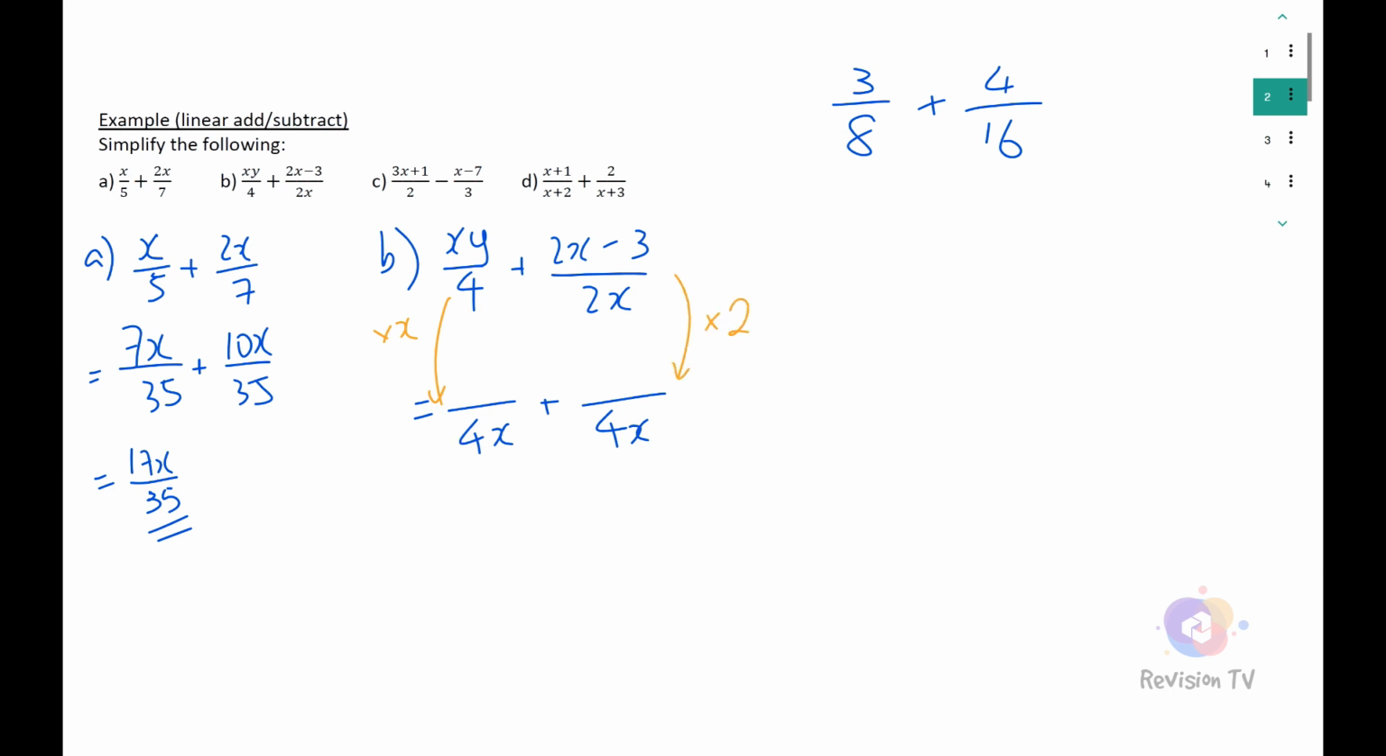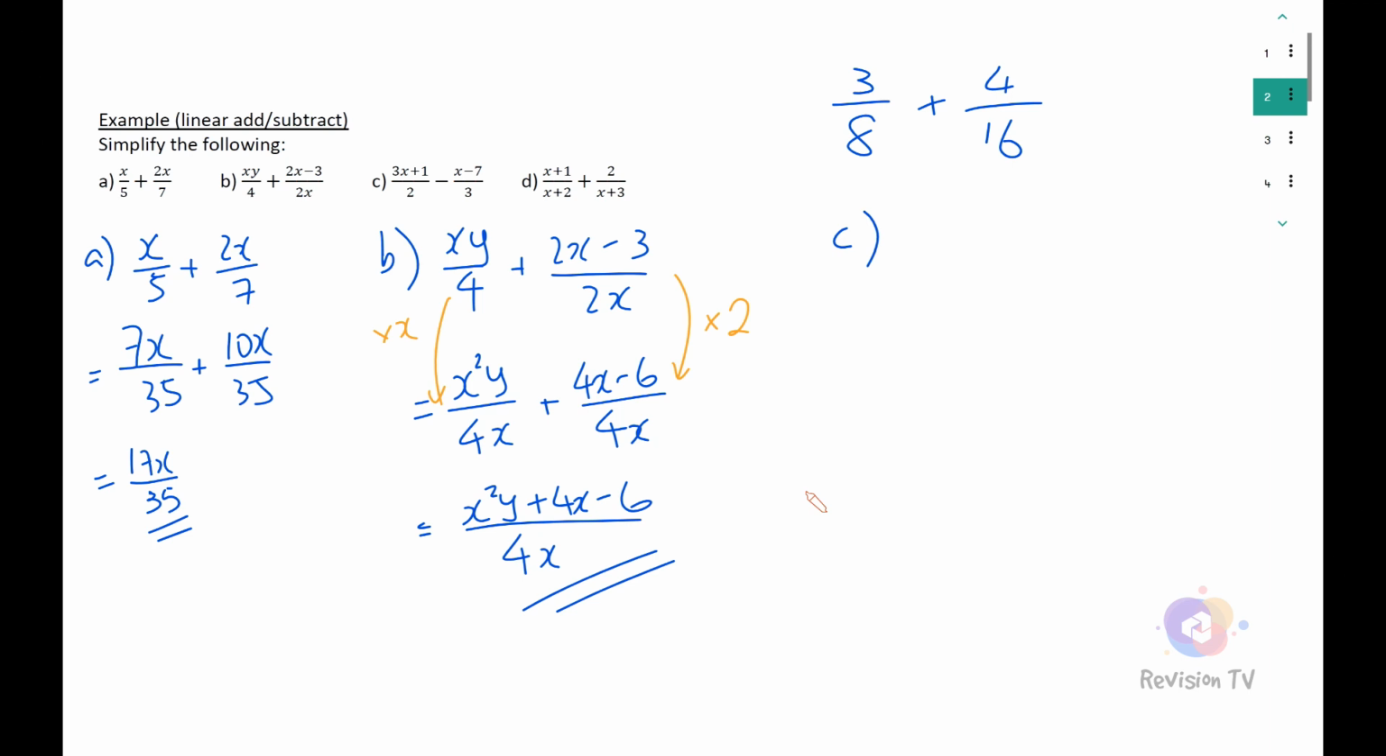So xy times x is x squared y. 2x minus 3 times 2 is 4x minus 6. Once we've got a common denominator, then we can put them together. So it'll be x squared y plus 4x minus 6, and that will be our final answer. Can't simplify anything.